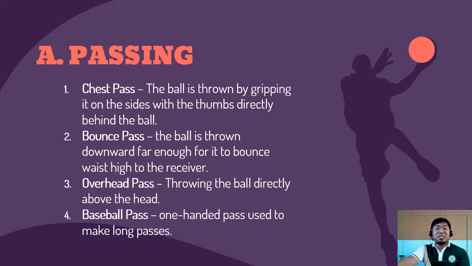Number one, chest pass. The ball is thrown by gripping it on the sides with the thumb directly behind the ball. Number two, bounce pass. The ball is thrown downward far enough for it to bounce waist high to the receiver. Number three, overhead pass, throwing the ball directly above the head. And number four, baseball pass, a one-handed pass used to make long passes.